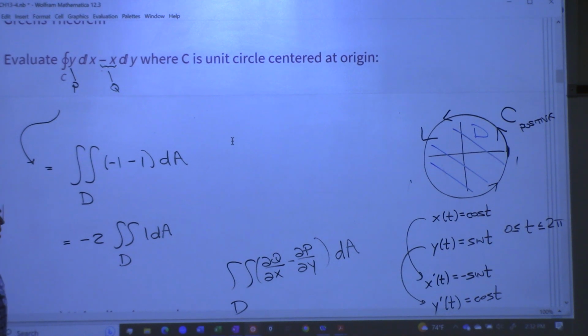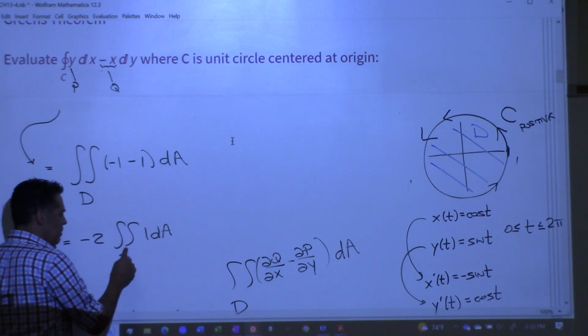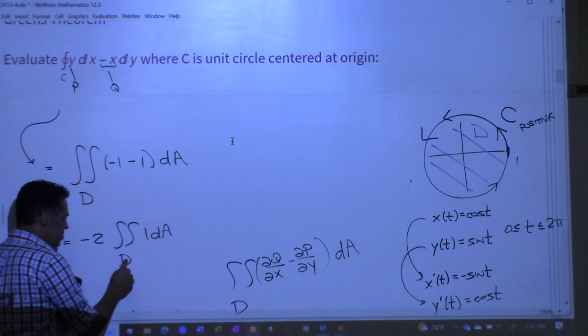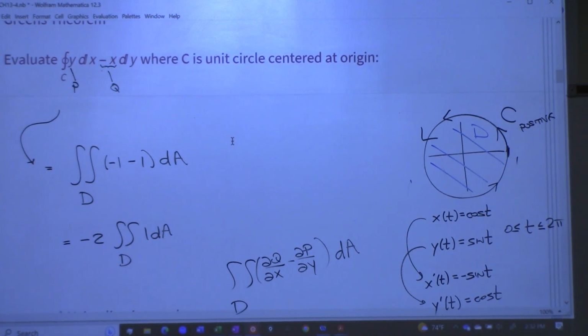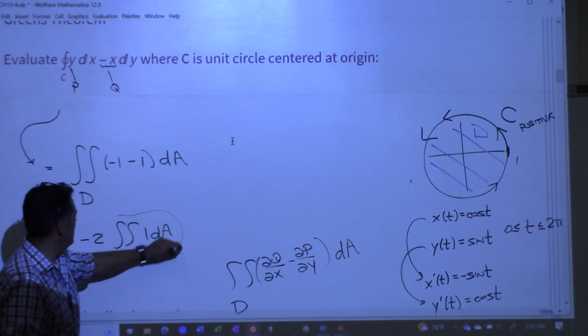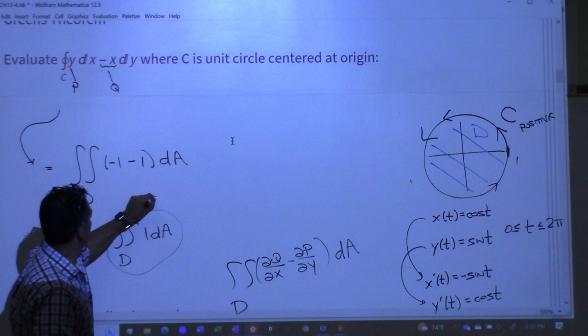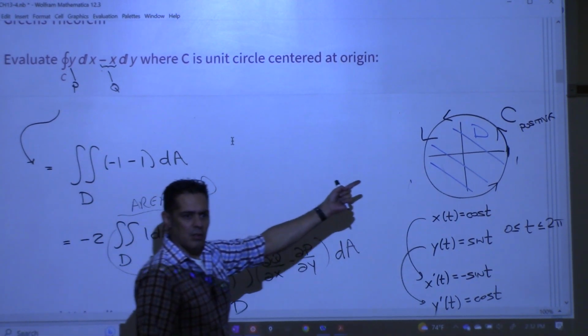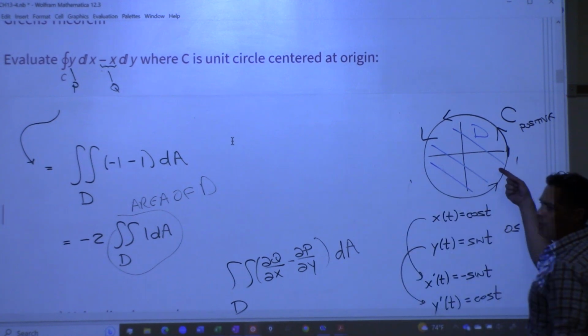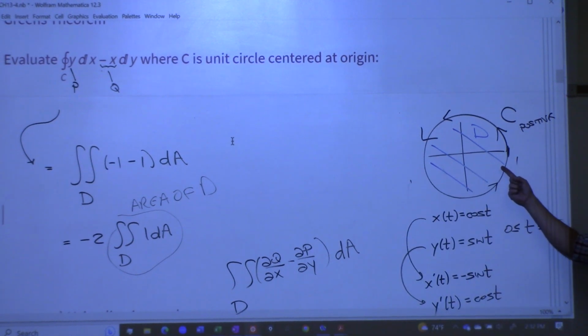It's been a while. But if you ever want to do the double integral over some region D of 1 dA, what is that really going to be giving you? The area of D, right? So isn't this just the area of D? And D is that circle. What's the area of this circle? Pi r squared. What's the radius? 1. So the area is pi.